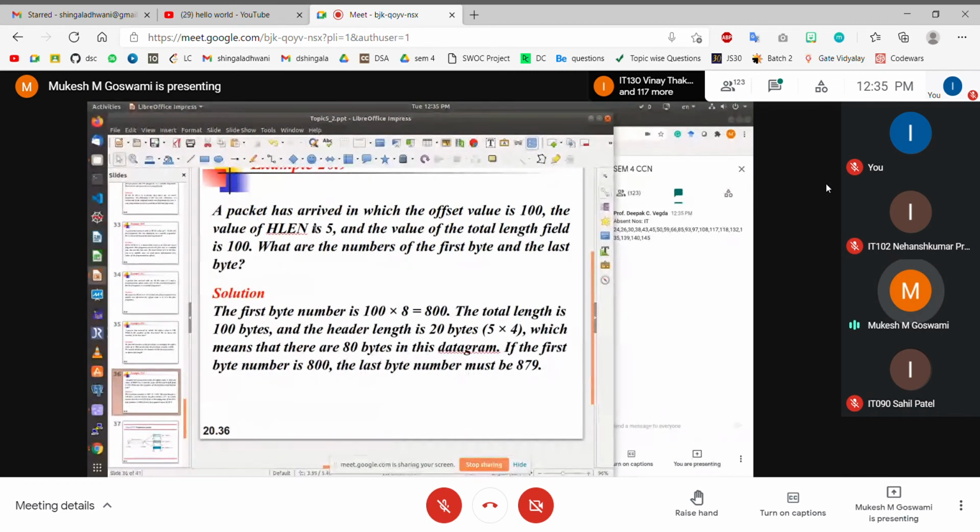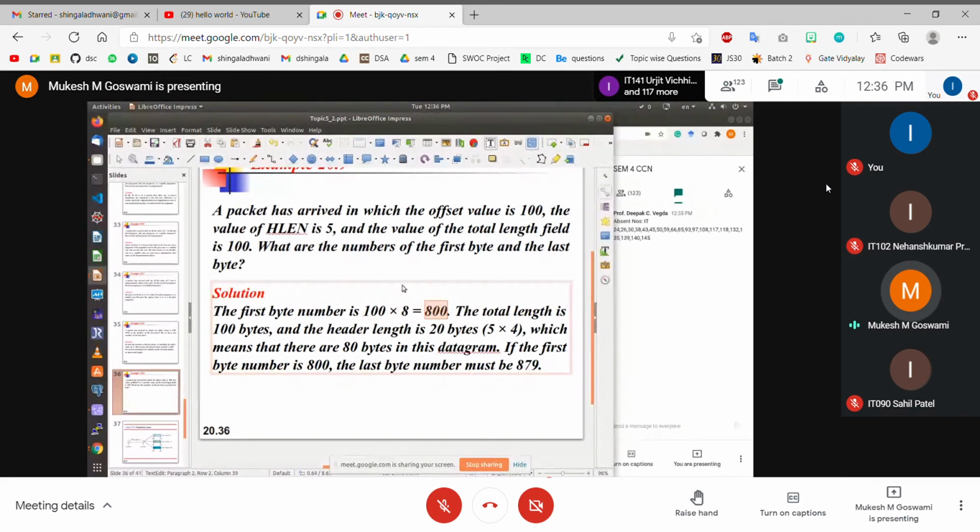So the last example: a packet has arrived with an offset value of 100, with the h length value of 5, and the value of the total length field is also 100. What are the number of the first byte and the last byte? How do we get the first byte? All the values are in decimal here. The first byte is obtained by multiplying the offset value with 8. So that is 800.